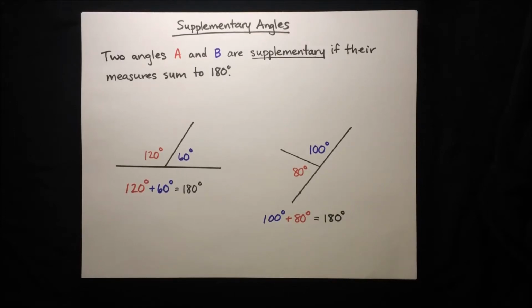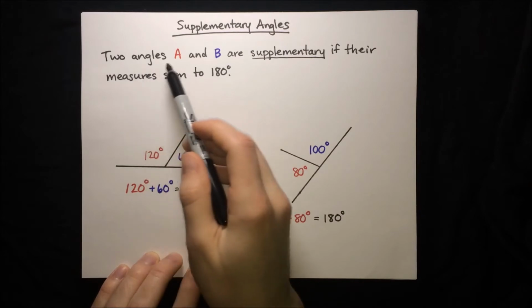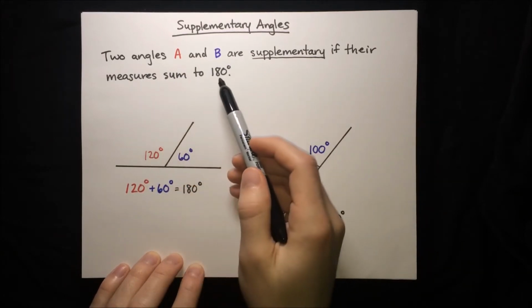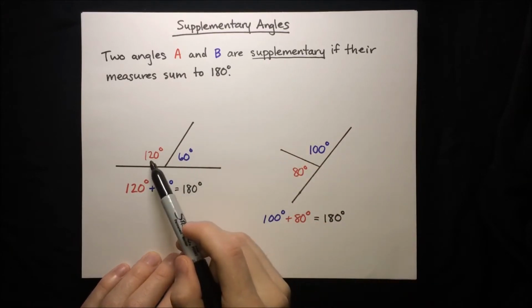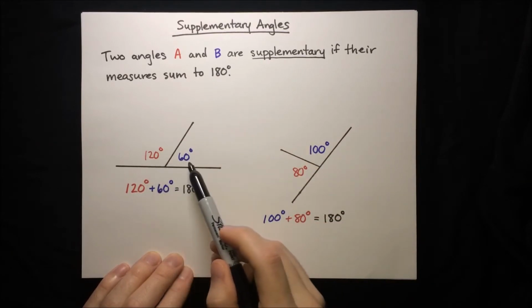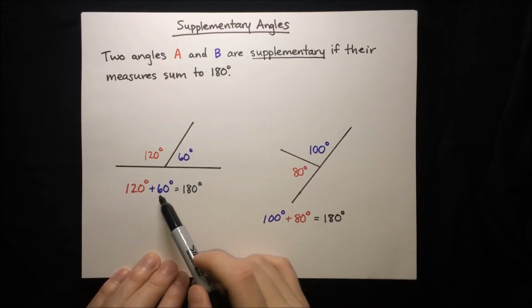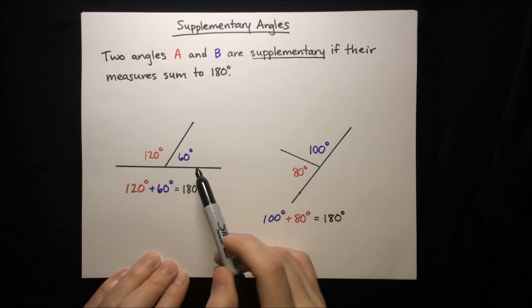In this video, I'm going to talk about supplementary angles. We say that two angles A and B are supplementary if the sum of their measures is 180 degrees, or a straight angle. For example, these two angles of 120 degrees and 60 degrees are supplementary because when you add them, you get 180 degrees.